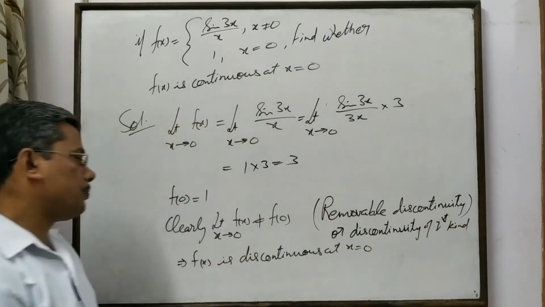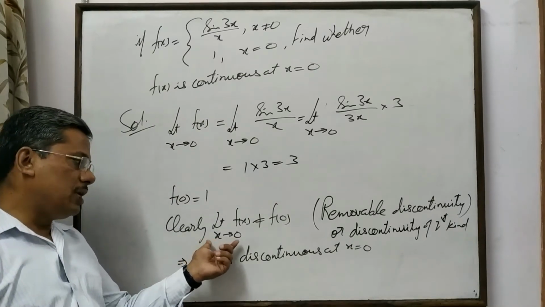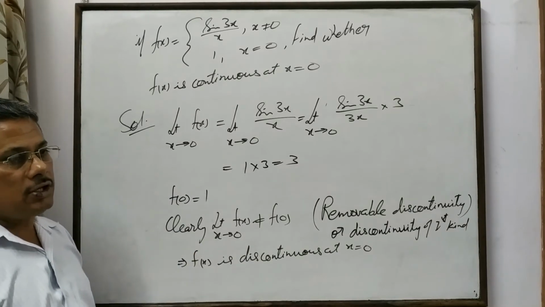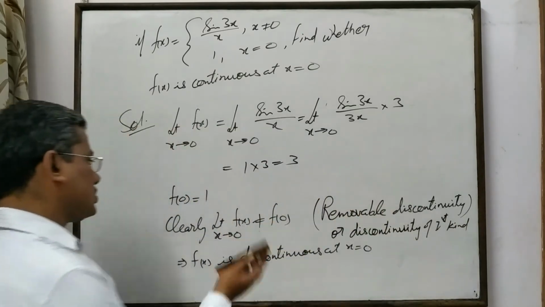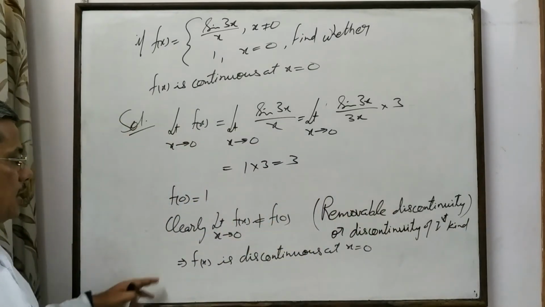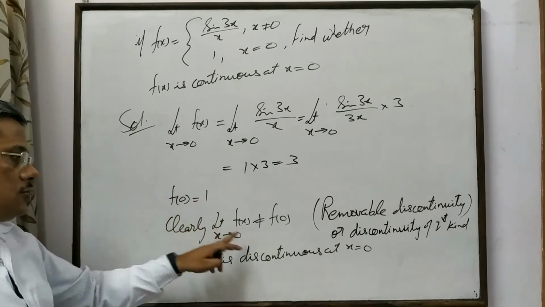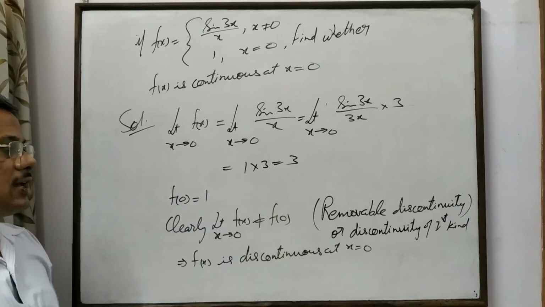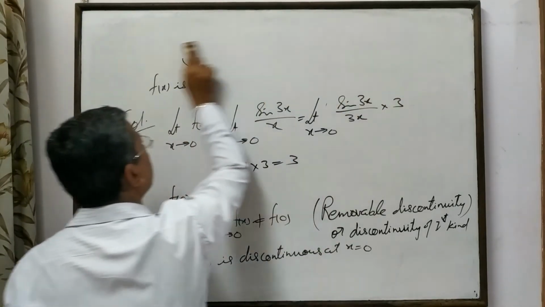And if limit does not exist, then we say it is irremovable discontinuity or discontinuity of second kind. We'll take up in some other example. So right now check it out. Limit exists but it is not equal to the value of function. So it is not continuous, means it is discontinuous, and this type of discontinuity is called removable discontinuity.